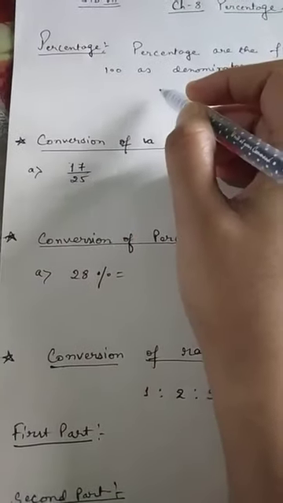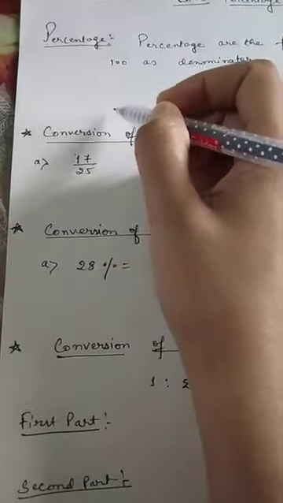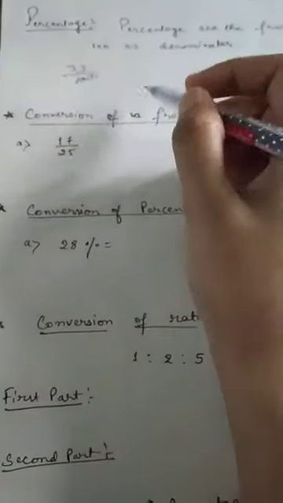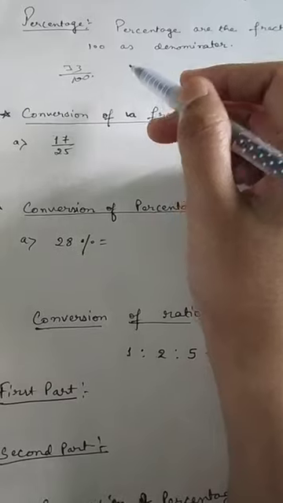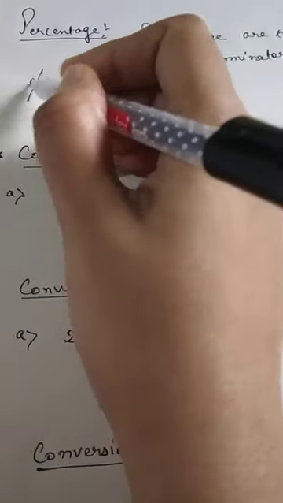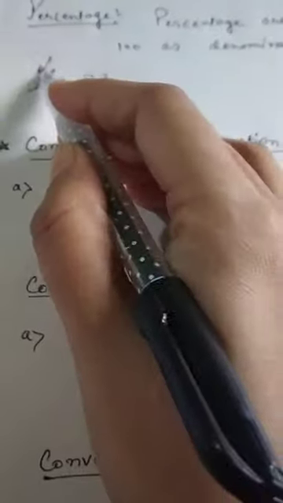So percent means actually out of 100. Any quantity is expressed out of 100, that is called percentage. Or we can say that for every 100, and it is denoted by the symbol %. This is the symbol of percentage.